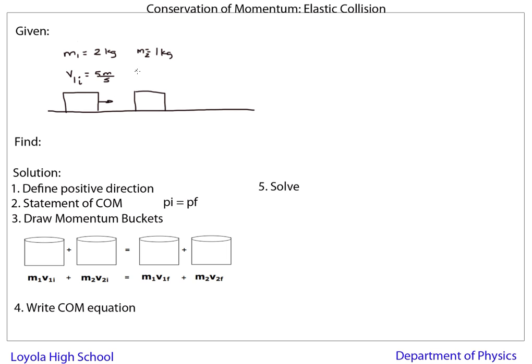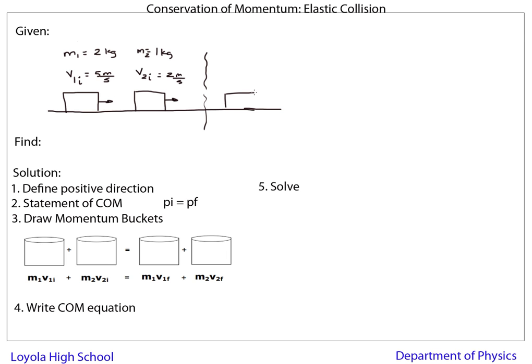And then the initial velocity of the other car, v2 initial, is going to be 2 meters per second. So they're both traveling in the same direction, although car 1 is going faster, so there's going to be a collision at some point in time. I'll say the collision occurs here.